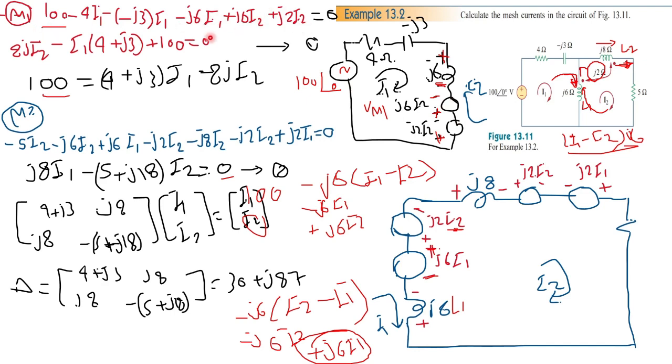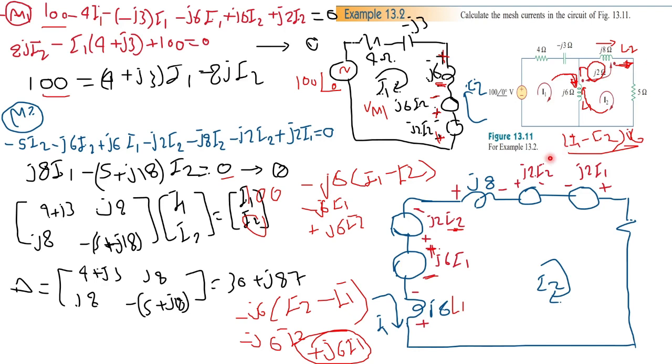This would be simplified to j8 I2 minus I1 multiplied by 4 plus j3, minus 100 equals 0. This means that 100 equals 4 plus j3 I1 minus j8 I2.